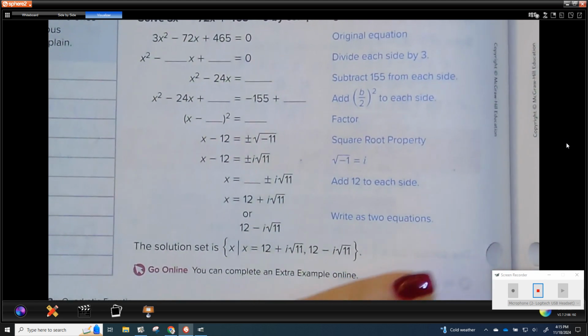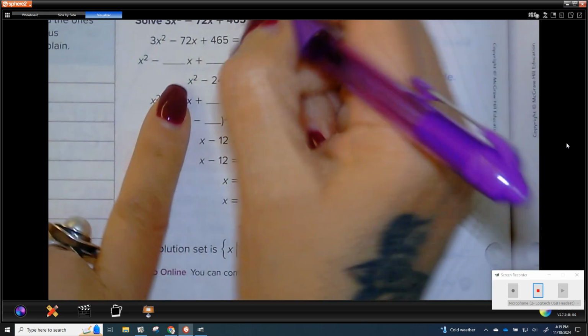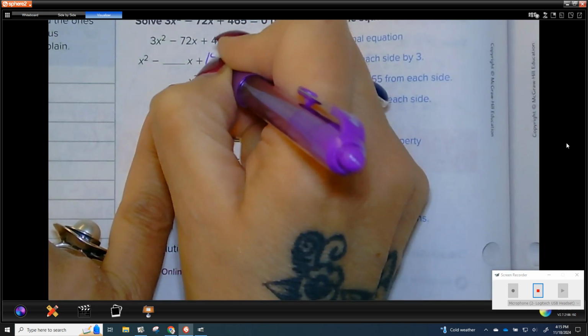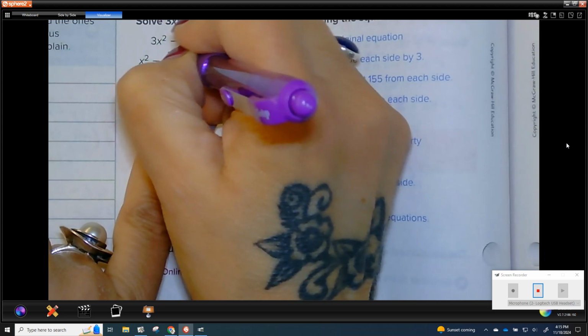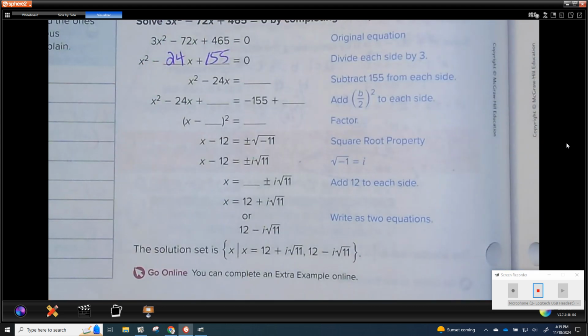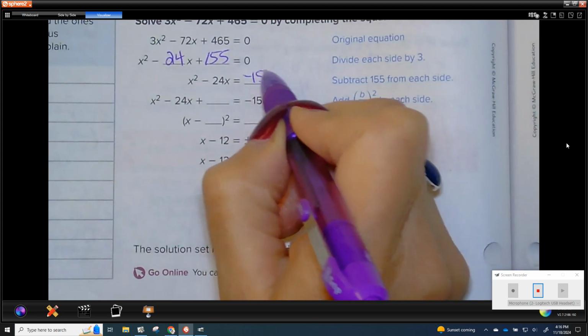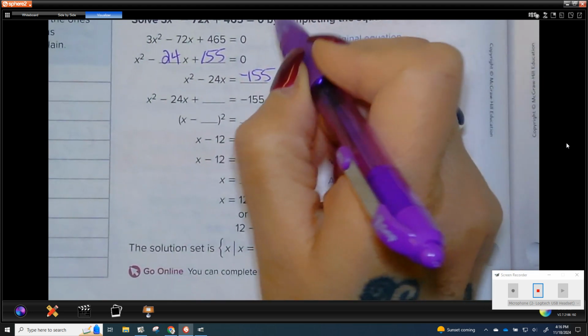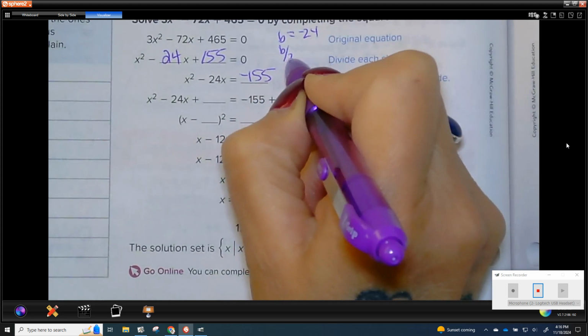3, sure. We could divide everything by 3. 465 divided by 3 is 155. So we get 155. 72 divided by 3 is what? 12? No, 24. 2 12s. Okay, so now we minus 155. We get b is negative 24. Half of b is negative 12.